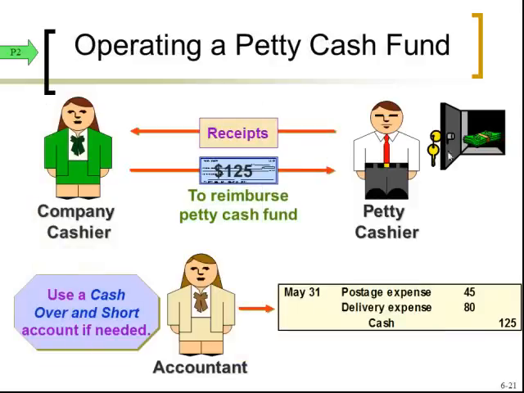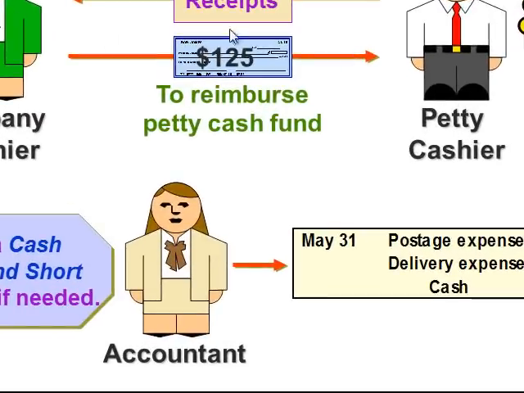After a while, when the fund starts to get low, the petty cashier will take all of those receipts, they'll give them to the company cashier and basically say, here's $125 in receipts. I need $125 in cash back to replenish the fund. The accountant will record those expenses and they'll credit cash to reduce the cash again. Notice they didn't debit petty cash this time. They're only crediting cash. They're debiting these expense accounts.